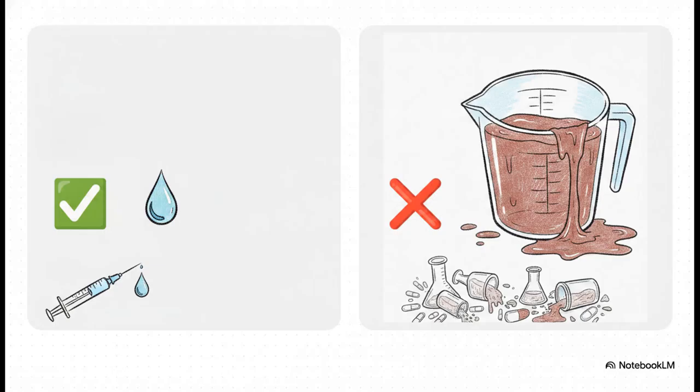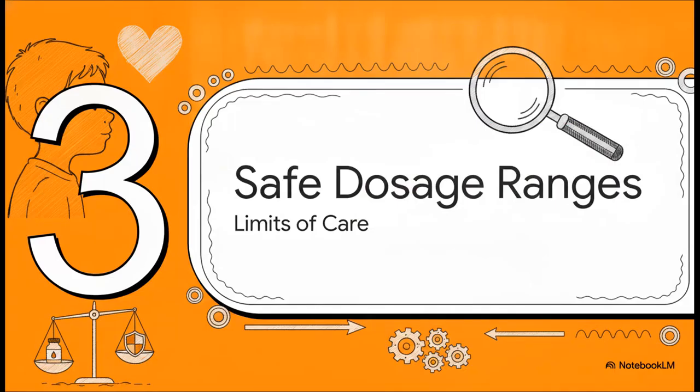Now, doing this math brilliantly illustrates why you absolutely must use leading zeros like 0.6, but never, ever use trailing zeros like 6.0. Why? Because if someone reading your chart misses that decimal point, 6.0 suddenly becomes 60 milliliters. That's a fatal 10-fold error, literally just from how a number was written. Moving on to Section 3, determining safe dosage ranges, which is all about establishing the limits of care.